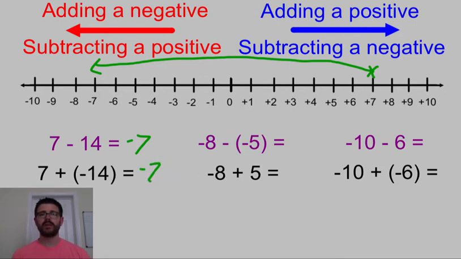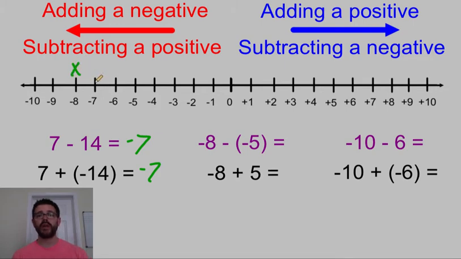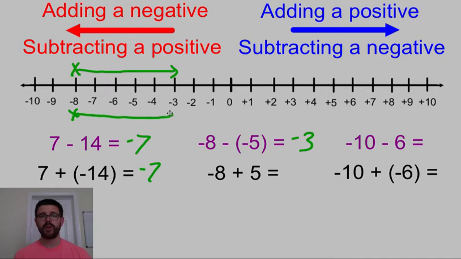Here, negative 8 minus negative 5, or plus negative 5. So I'm starting at negative 8. I'm getting rid of 5 negatives. I'm losing 5 negatives, so I'm going to go up by 5, and I would end up at negative 3. Same thing if I was at negative 8 and I'm adding a positive 5. Adding a positive is going up by 5, and I would get that same negative 3.